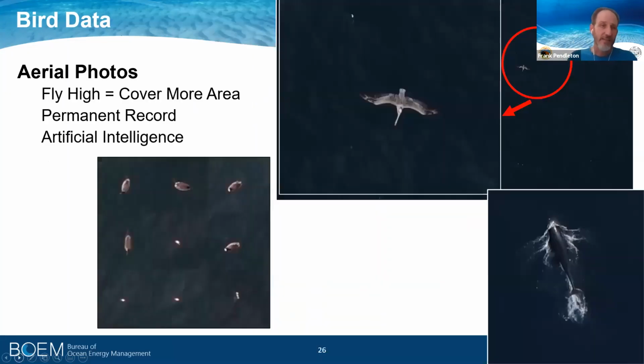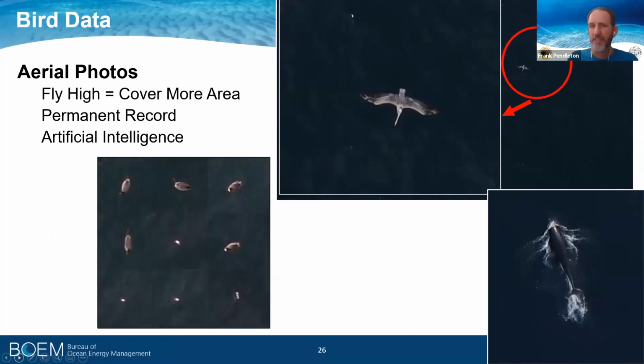Now, another way to actually get the data is aerial photos. This is a bit newer, and it's going on now down in Southern California. What this allows is a plane to fly really high and take pictures, which allows us to have a permanent record of what was seen. And then we can use artificial intelligence to help with the ID process.